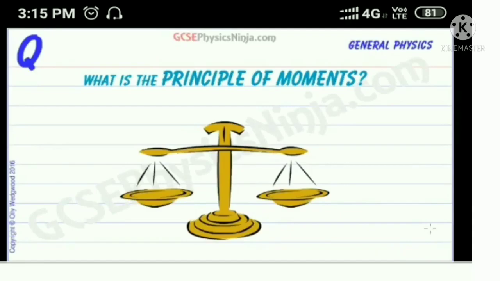Today we are going to learn what is the principle of moments. Okay, see here, it is a beam balance. Both the sides it is balanced, isn't it? So both the sides will be balanced, meaning the sum of the clockwise moments is equal to the sum of the anti-clockwise moments. Okay, the two sides the moments are equal, meaning it will be balanced.